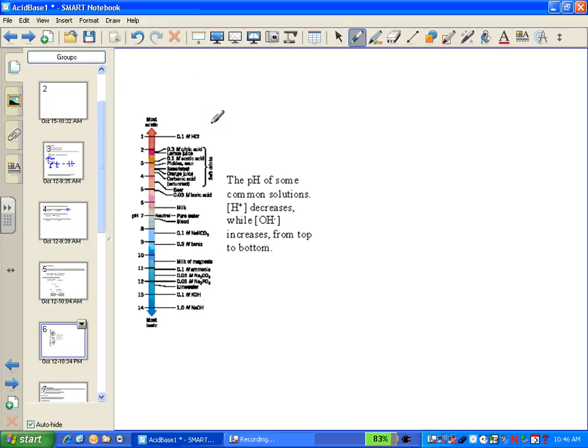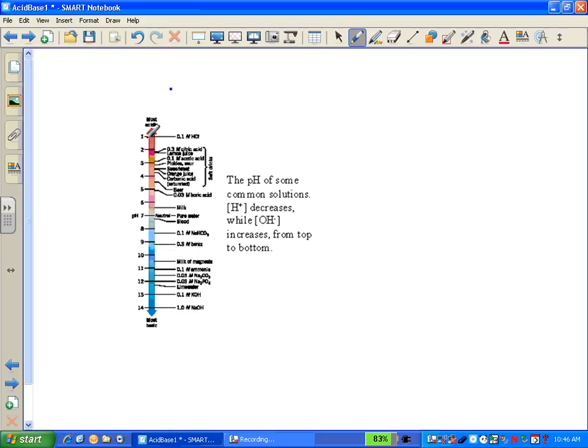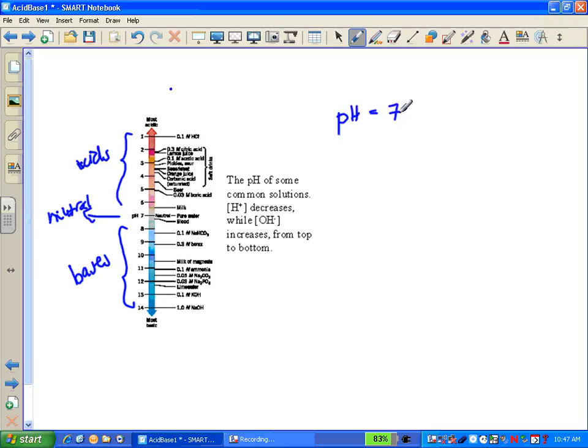And that brings us to the pH scale. And as you know, low on the pH scale are the acids. Above 7 on the pH scale are the bases. And we're dealing with a neutral solution when we are at a pH of 7. Okay? And that makes sense because when you're at a pH of 7, the hydrogen ion concentrations are equal to the hydroxide ion concentrations.